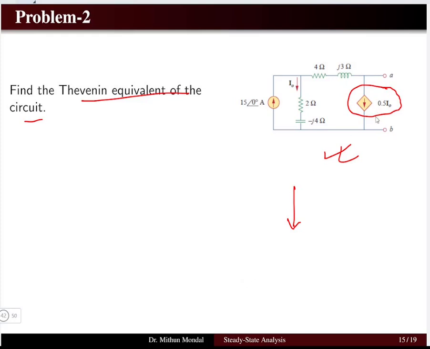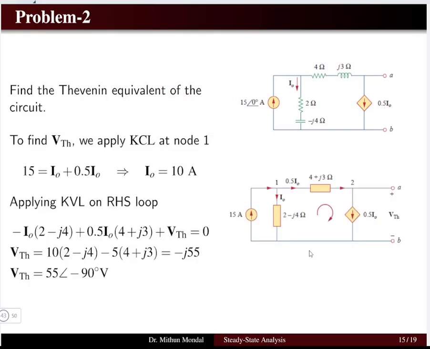Why? Because we have a dependent current source. So we can't obtain the Z Thevenin directly using the concept of series and parallel. We have to apply some other method. So let us see how to obtain that. First, we will determine the voltage Thevenin.